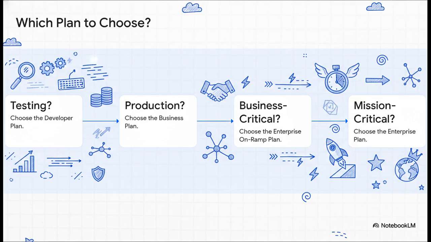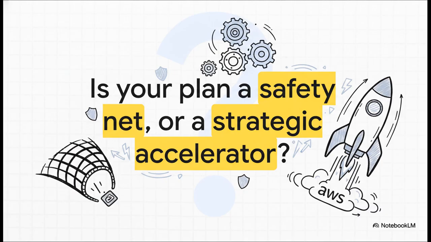If it says production workloads, your go-to answer is business. If you see the words business critical and they need TAM advice, you're looking at enterprise on-ramp. And if it's mission critical and they need the absolute fastest response time and a designated TAM, it's always the enterprise plan.